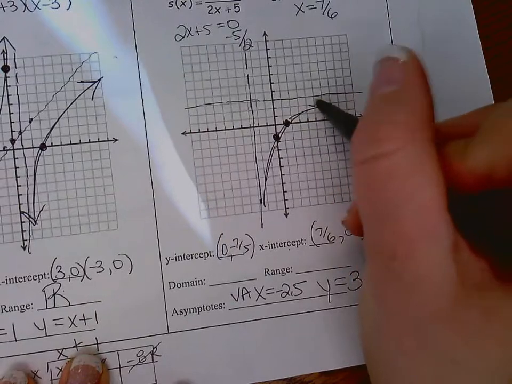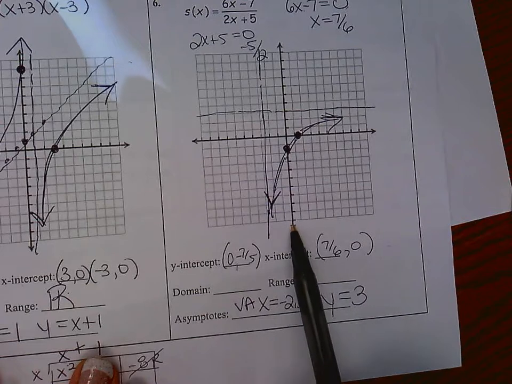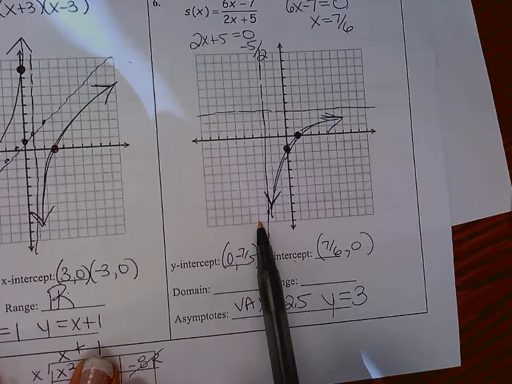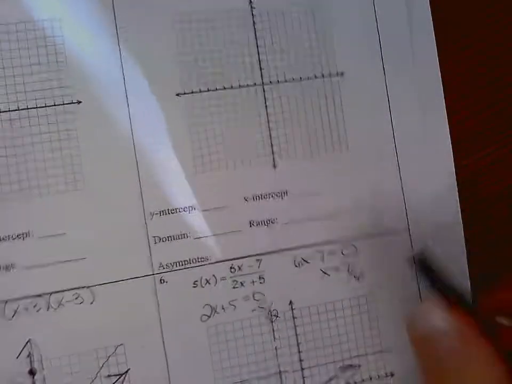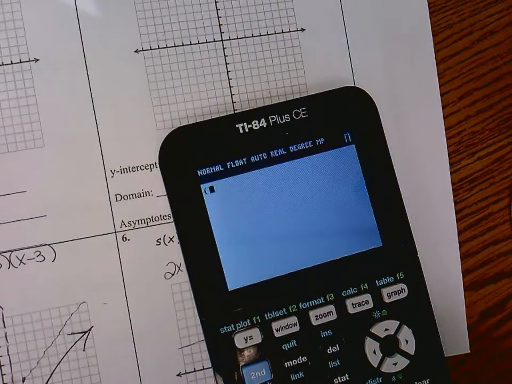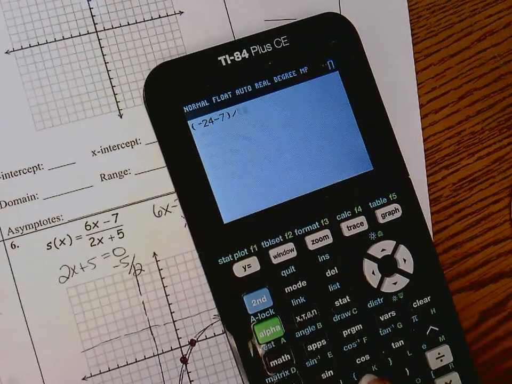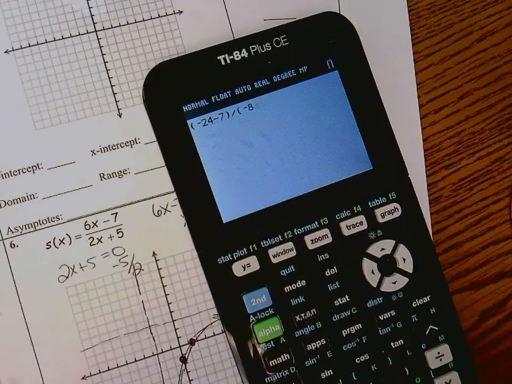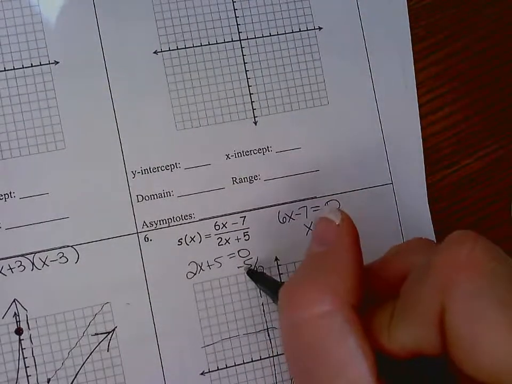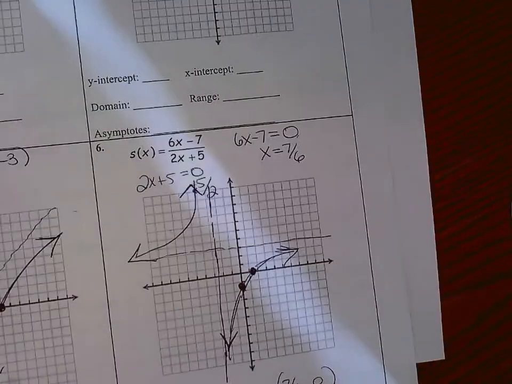Here's that bottom part. And then I'm going to plug a value in over here, like maybe negative 4, and see what I get in my original function. I'm just going to use my calculator. So if I plug in negative 4, I would have in the numerator negative 24 minus 7, and in the denominator, I'm plugging in negative 4, so negative 8 plus 5. 10 1/3. So over here, I'm way up at 10 1/3. Can't quite fit that, but opposite elbows once again.